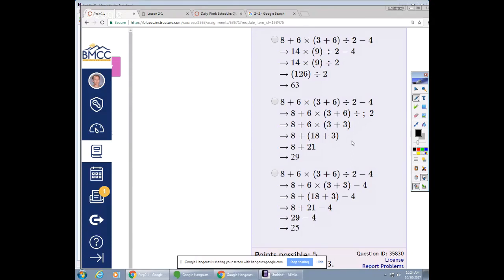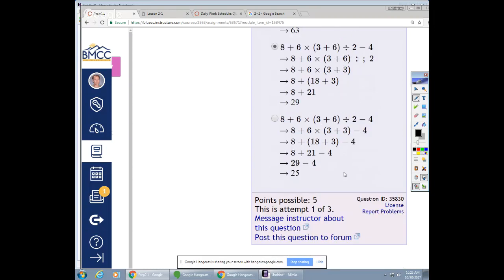Interesting. Oh, I see what happened. No, I don't see what happened. Okay, so my guess is they said 2 minus 4 was 2. 2 goes into 6 3 times. Yeah, so this is definitely a problem. They're violating the order of operations and they're not getting the right answer.